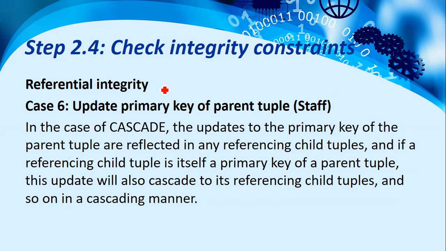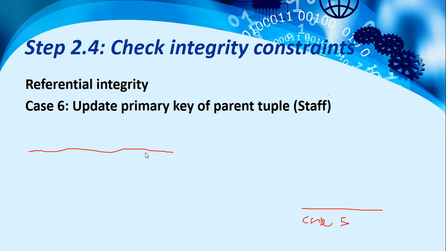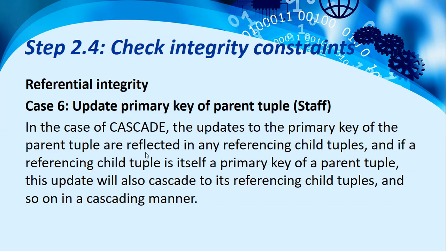In the case of cascade, it skipped. Sorry. So to ensure referential integrity, the strategies described earlier in case 5. This is referring to case 5. So whatever was applied here goes the same with the update. In the case of cascade, for example, if cascade is the strategy you chose, this is what happens when you update a primary key.